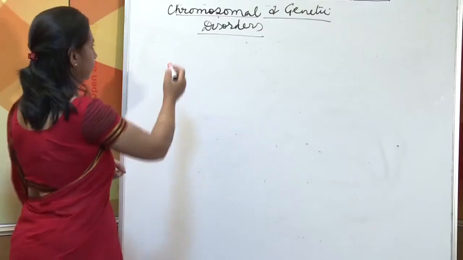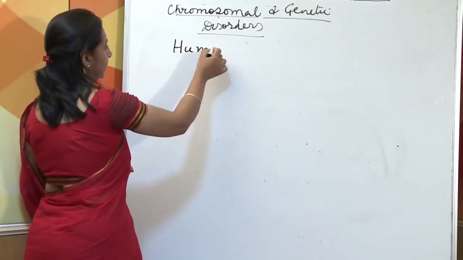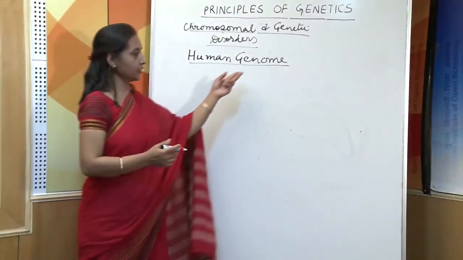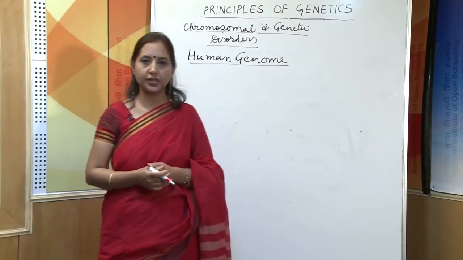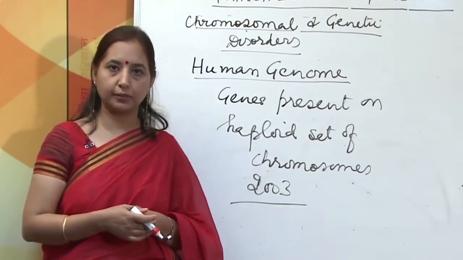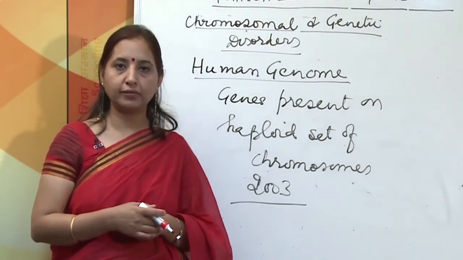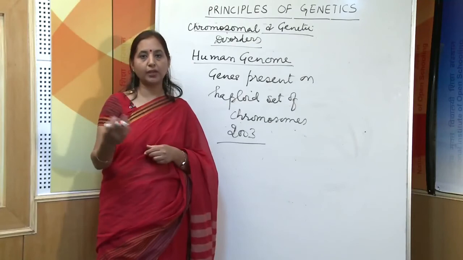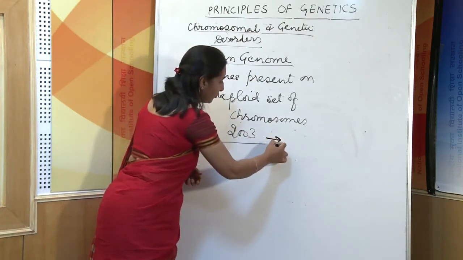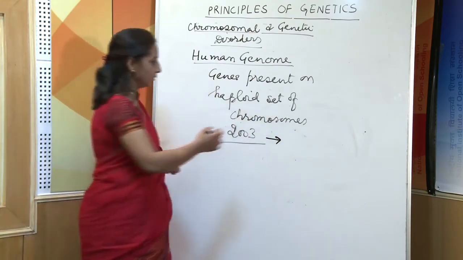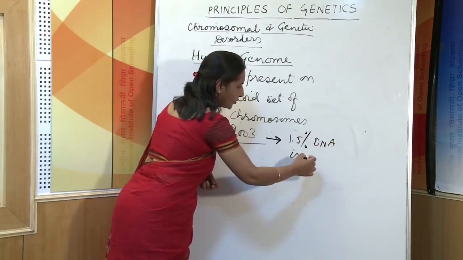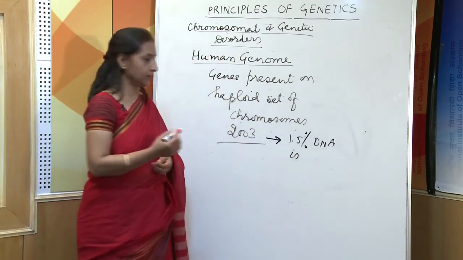Next topic is the human genome. Now, what is a genome? Genome is the set of genes present on a haploid set of chromosomes. In 2003, the Human Genome Project got completed. Now we have all the 25,000 genes identified. Now we are looking forward to solutions to these defects which are caused by defective genes. The most important finding of the Human Genome Project is that only 1.5% of the DNA codes for proteins or has the information to have some characters.